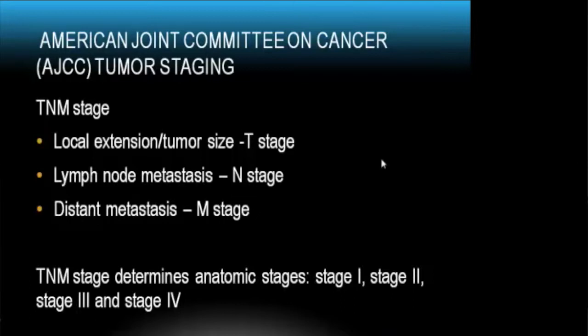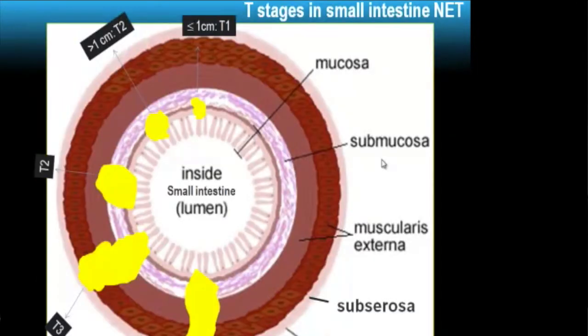So TNM stage determines anatomic stage and classifies anatomic stages into stage 1, 2, 3, and 4. The same TNM stage can be assigned a different anatomic stage depending on the location. Some will be called stage 2, and others will be called stage 1. But in general, a stage 3 tumor always has positive lymph nodes, and a stage 4 tumor has distant metastatic disease. So with this diagram, I just want to show you how we do T stage.